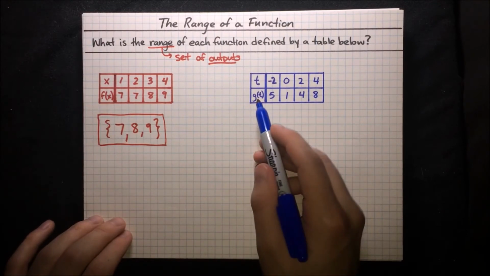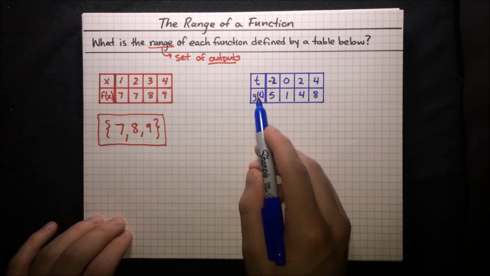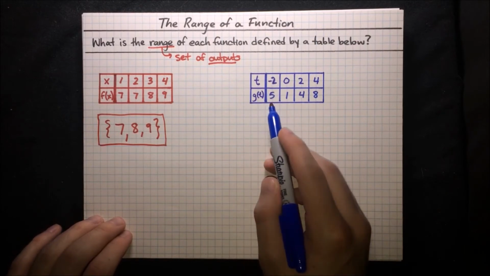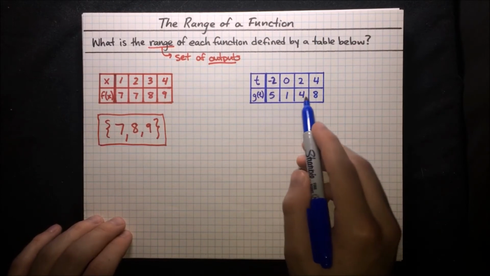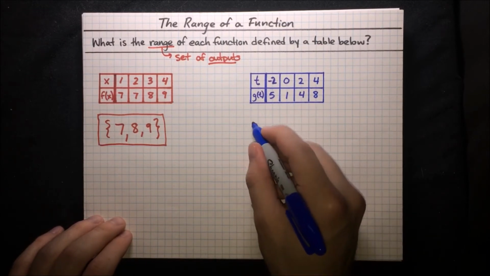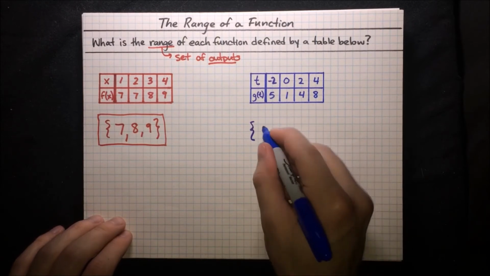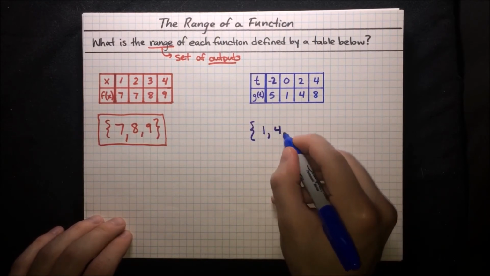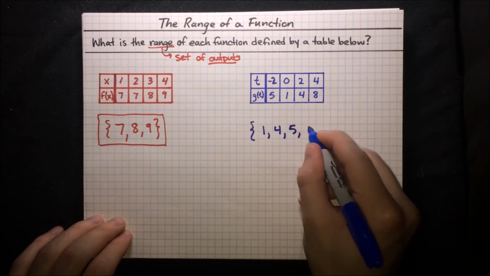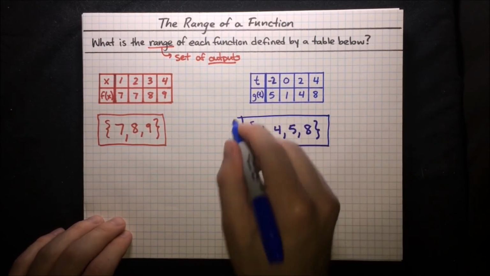It's the same idea for the function g in this table here. t are the inputs. g of t is the output for each t. So we've got outputs 5, 1, 4, 8. There aren't any duplicates, so we're going to write them all down in our set. And why don't we write them down in order, just so that it's nice and clean. So start with 1, then go to 4, and then 5, and then 8. So there we go. There is our range.